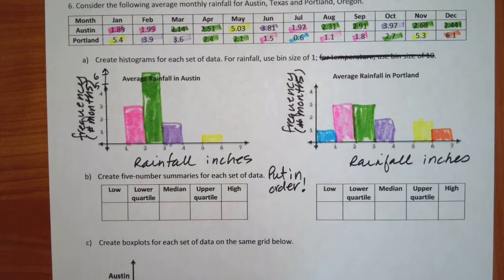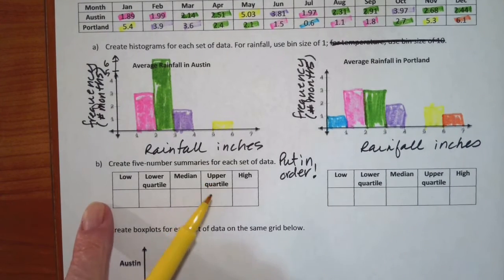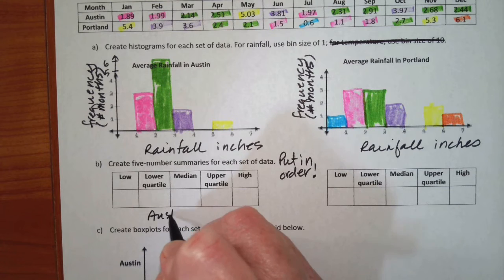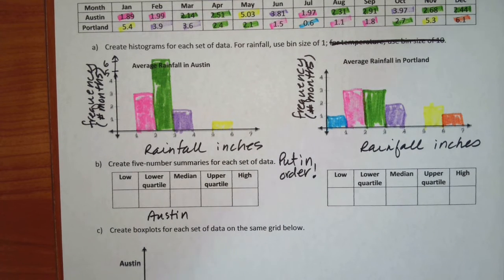Make sure you list them out and put them in order. If you have technology that will help you with that, that's great. This is going to be for Austin. And this will be Portland.